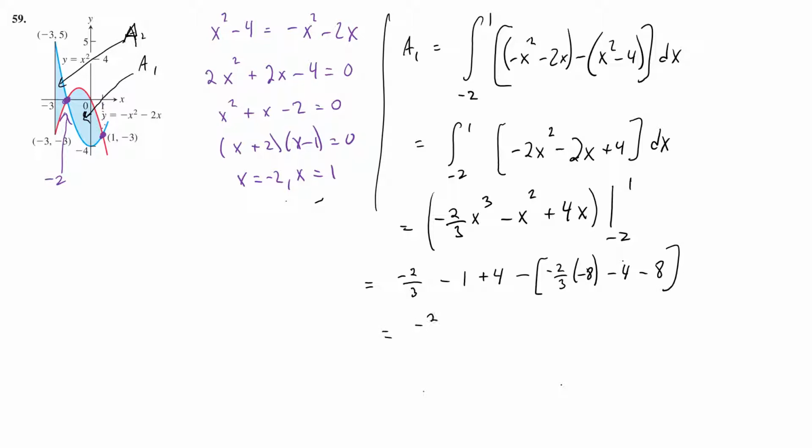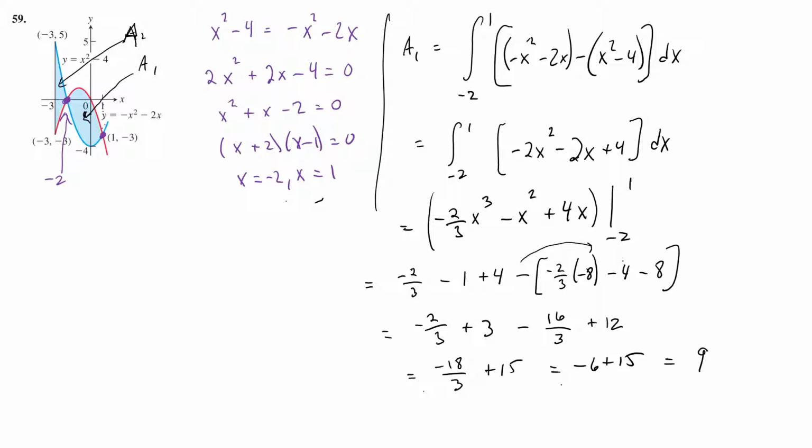All right, so we have negative 2/3. Negative 1 plus 4 is 3. And then I have minus, let's see, 16/3. And then it looks like I'll have negative 4 and negative 8 make negative 12. But if I distribute this negative sign, that'll be a positive 12. Negative 2/3 minus 16/3 is negative 18/3. And then the 3 plus the 12 is 15. And so we get negative 6 plus 15, which is 9. So A sub 1 is 9.